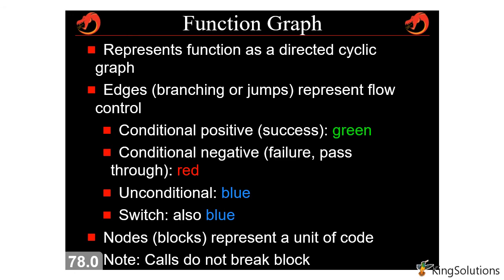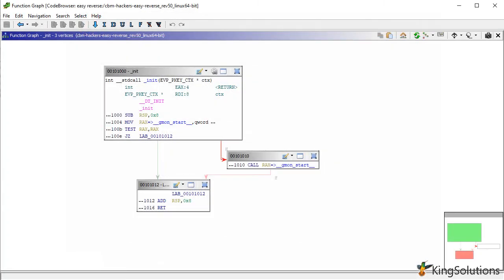Function graph. The function graph represents functions as a directed cyclic graph. To open the function graph window, go to Window, Function Graph. Edges, branching or jumps, within the graph represent flow control. Conditional positive, success, is green. Conditional negative, failure, pass-through, is red. Unconditional and switch are both blue. Each node or block represents a unit of code.